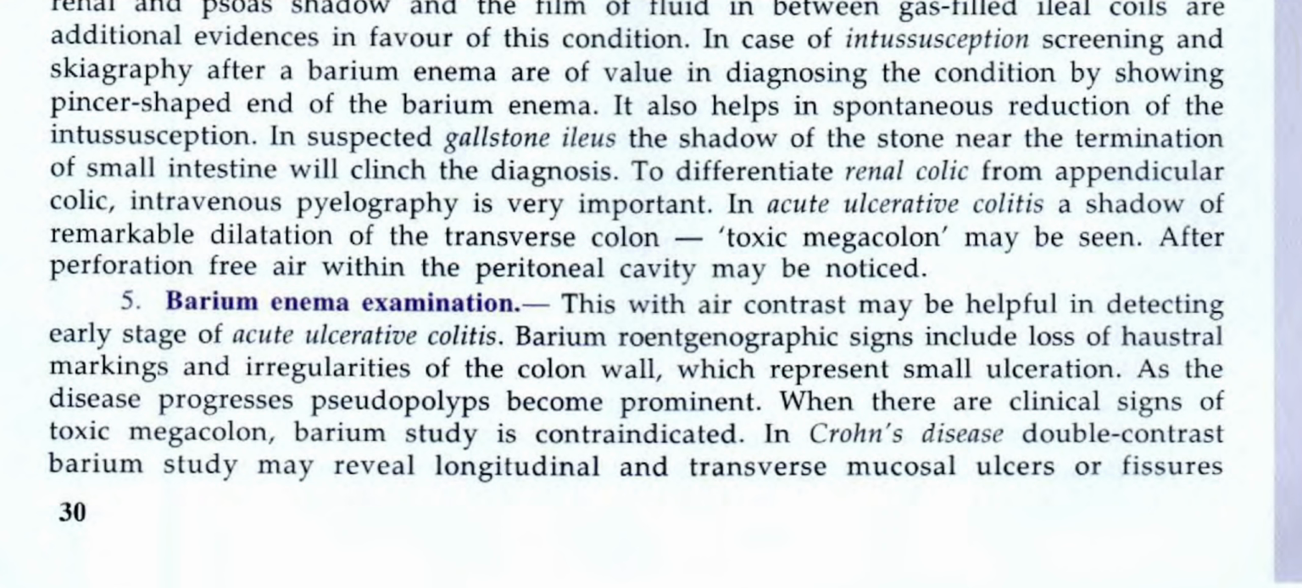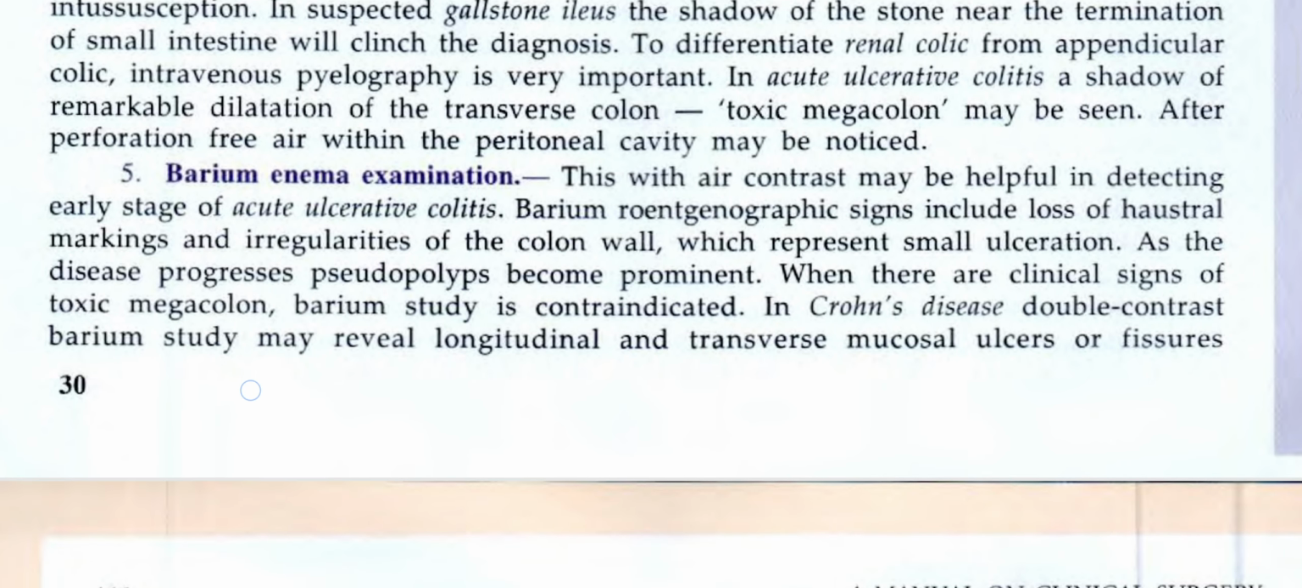In suspected gallstone ileus, the shadow of the stone near the termination of the small intestine will clinch the diagnosis. To differentiate renal colic from appendicular colic, intravenous pyelography is very important. In acute ulcerative colitis, a shadow of remarkable dilatation of the transverse colon, toxic megacolon, may be seen. After perforation, free air within the peritoneal cavity may be noticed.